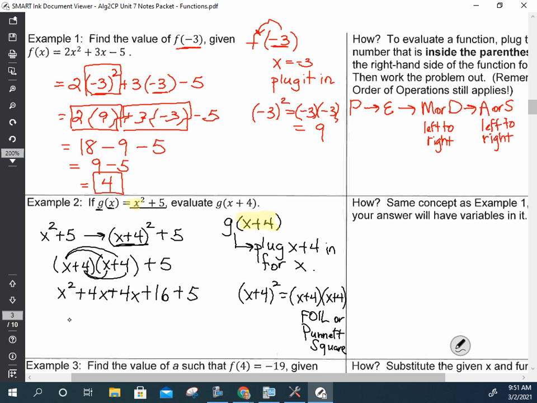So now we've got all these variables running around here. Combine our like terms. So x squared, 4x and 4x, 8x, 16 and 5, 21. So x squared plus 8x plus 21. There it is, problem done.